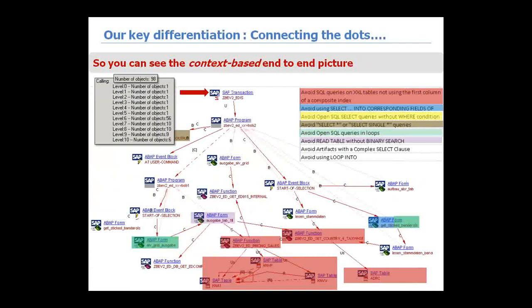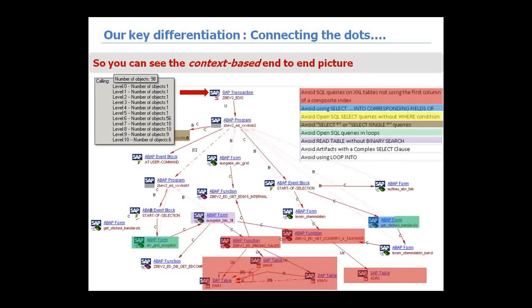Just quickly coming back to this, our unique ability to connect the dots helps CAST provide a context-based, end-to-end picture of an application. This is very important to understand. For example, on the right side of the screen, you will see a lot of critical violations listed in some of these functions and classes, such as avoid SQL queries on XXL tables which do not support a composite index.